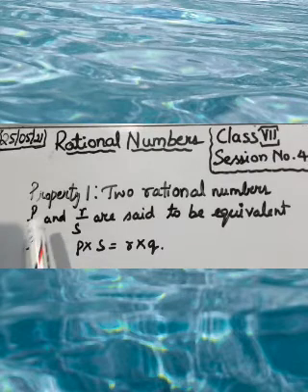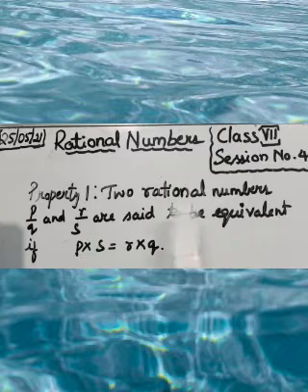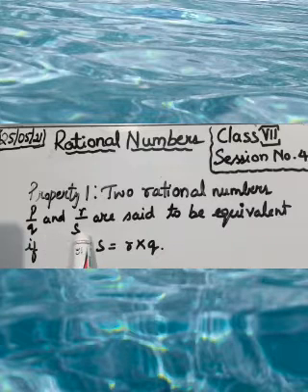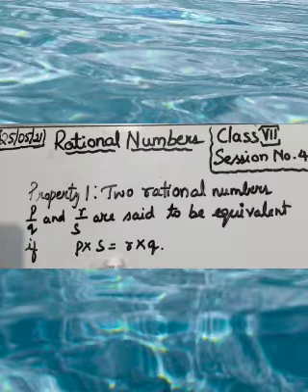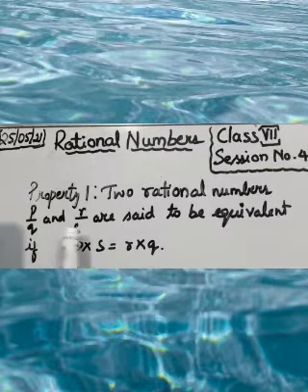Children, let us start with property number 1, which says that two rational numbers p by q and r by s are said to be equivalent if p into s is equal to r into q. To prove any two rational numbers are equivalent, we need to cross multiply, children.